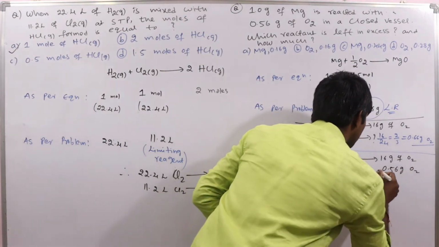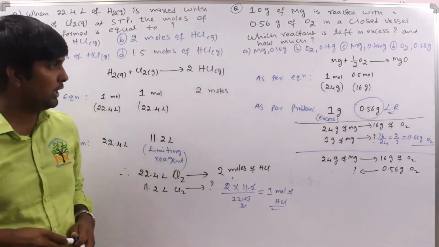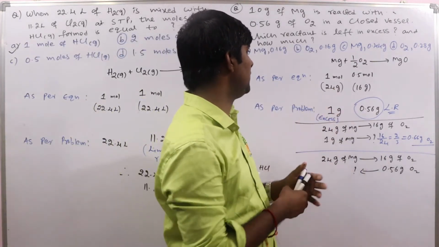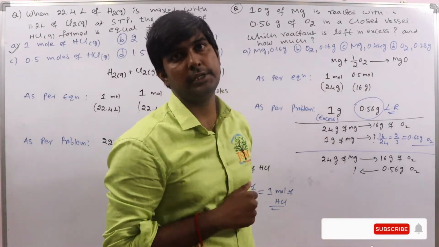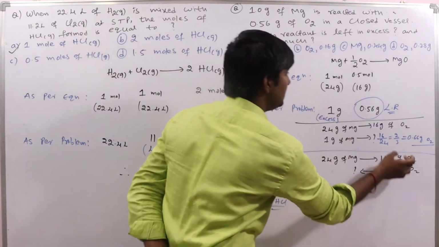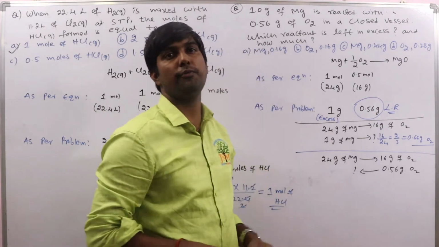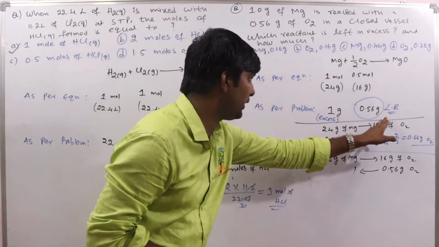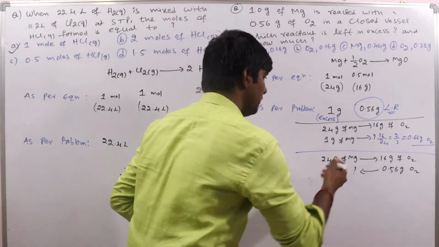So 0.56 gram O2 reacts with how much magnesium? According to the equation, 24 gram magnesium reacts with 16 gram of oxygen. Now only 0.56 gram oxygen is present here. That reacts with how much magnesium? That we have to calculate here.